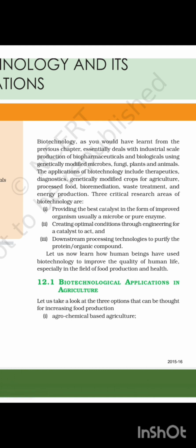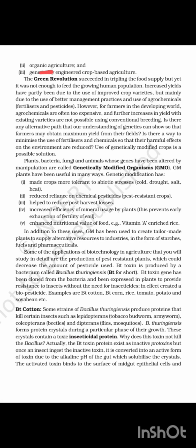12.1 Biotechnology Application in Agriculture. Let us take a look at the three options that can be thought of for increasing food production. First, agrochemical based agriculture. Second, organic agriculture. Third, genetically engineered crop based agriculture.